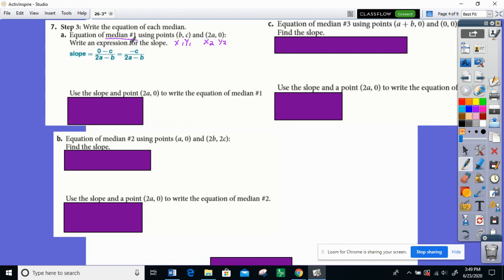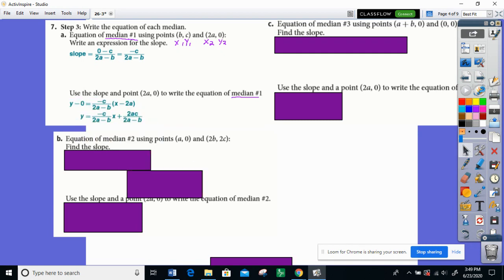So 0 minus c is negative c. And in the denominator, we get 2a minus b. So we're going to use the point 2a comma 0 to write the equation for median 1. So let's see. Remember, this is point slope form. So it's y minus the y value of our point.